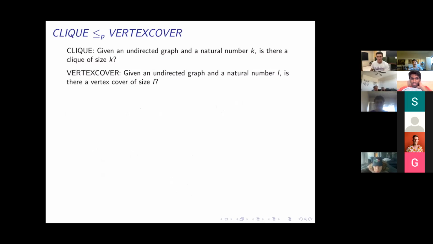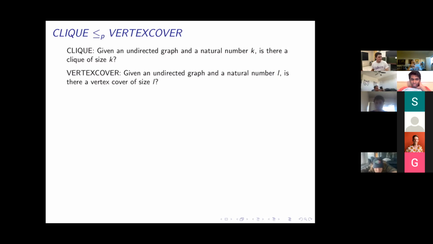So now I'm going to take clique and reduce it to vertex cover. And vertex cover, the problem vertex cover is given an undirected graph and a natural number L. Is there a vertex cover of size L? And by vertex cover here, I mean a collection of vertices that touch all the edges in the graph. You can also think of this as a collection of vertices such that there isn't an edge between vertices not in the collection.